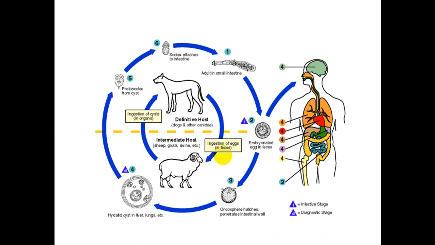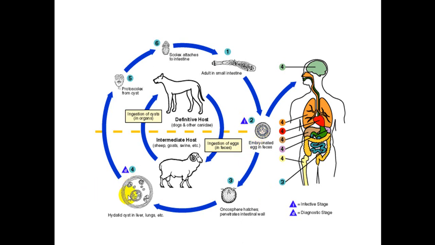Life cycle of hydatid cyst starts with the adult in the small intestine, then the eggs are ingested by humans, and these eggs can penetrate the intestinal wall. They are considered the infective stage. These are the eggs. And D, diagnostic stage.